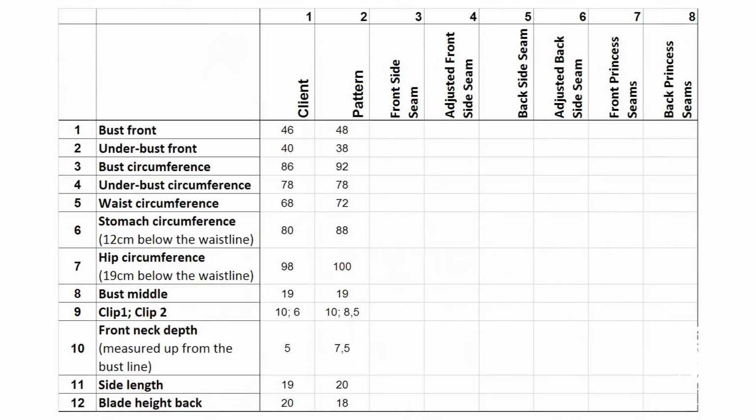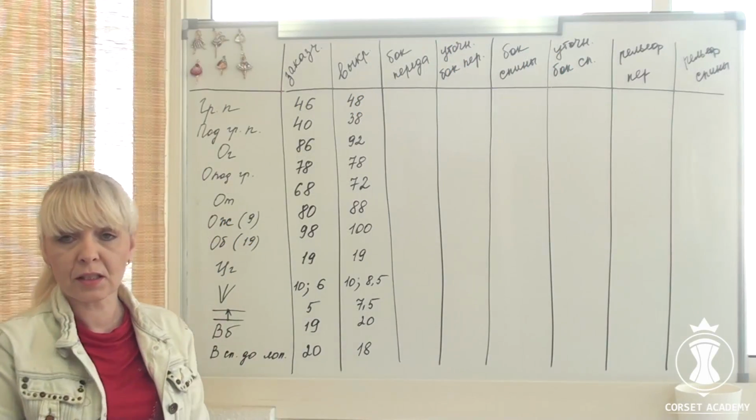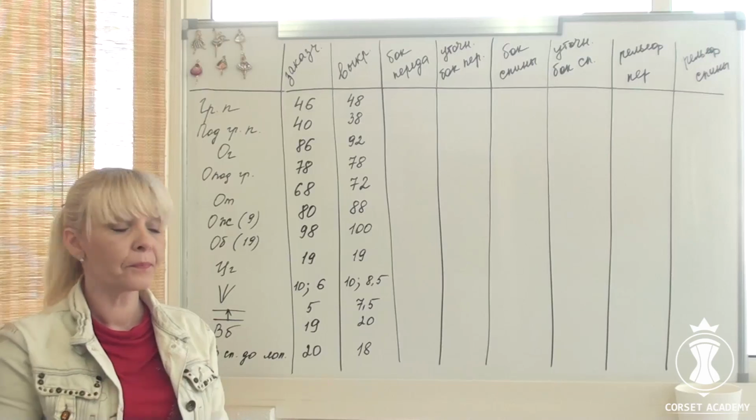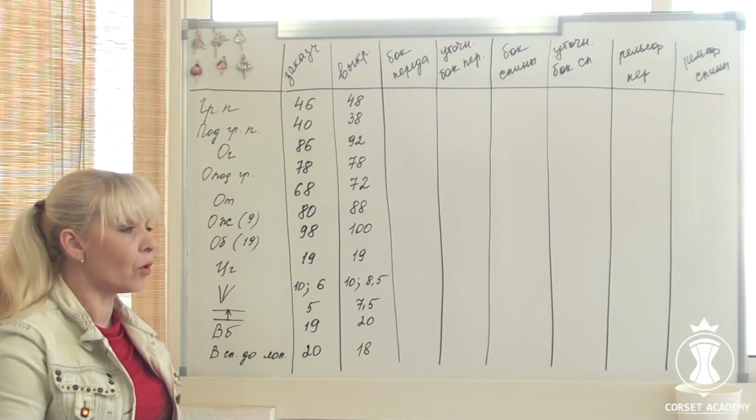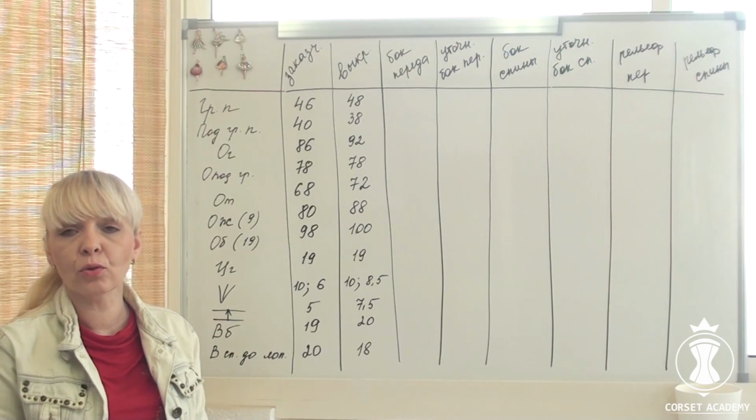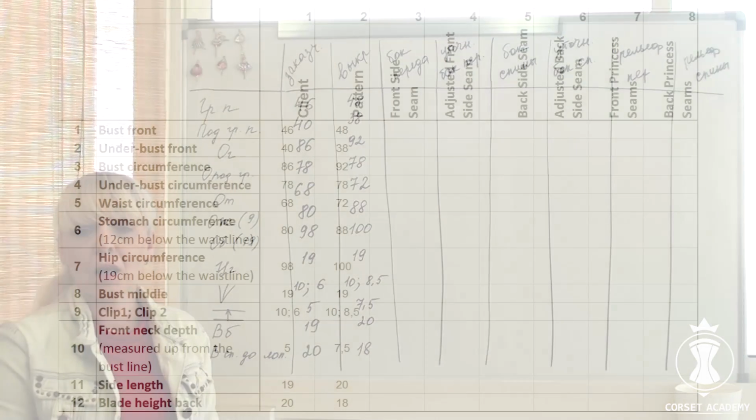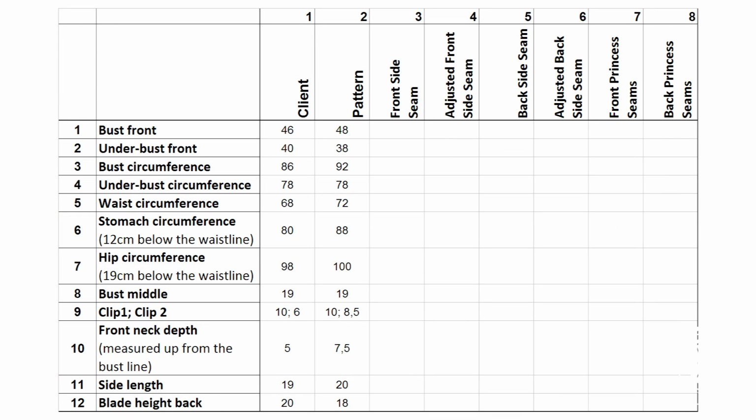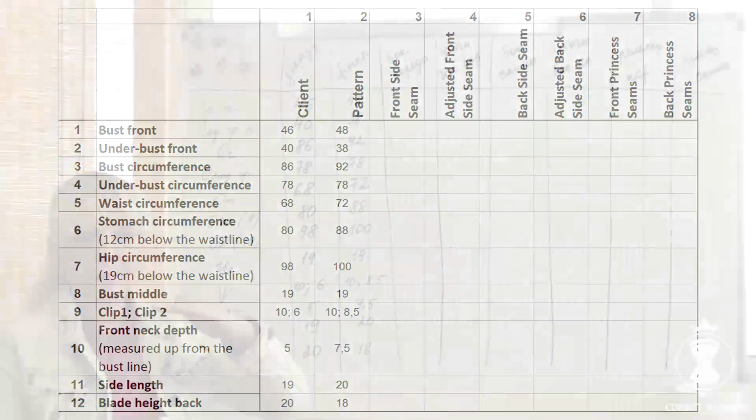Hip circumference. And again, I mark the distance from the waist in brackets. I took this measurement 19 centimeters below the waist. Bust middle. Clip 1 toward the arm side and clip 2 toward the corner. Front neck depth measured up from the bust line. Side length. Blade height back.